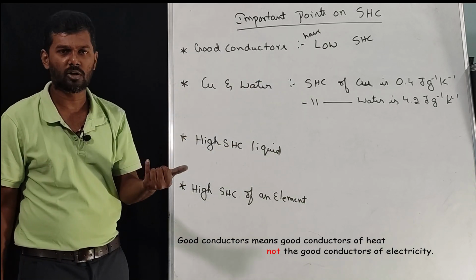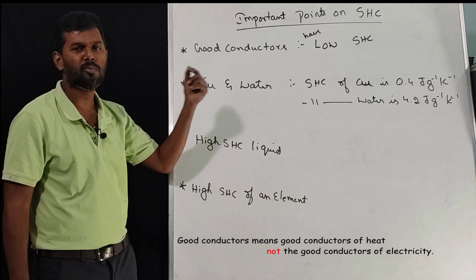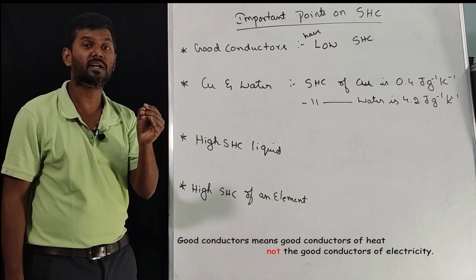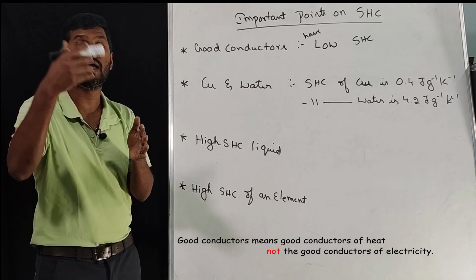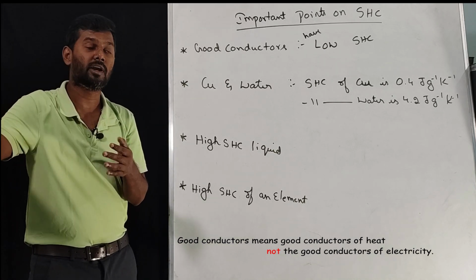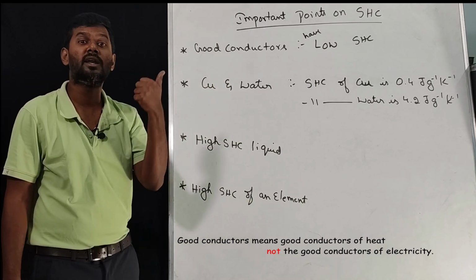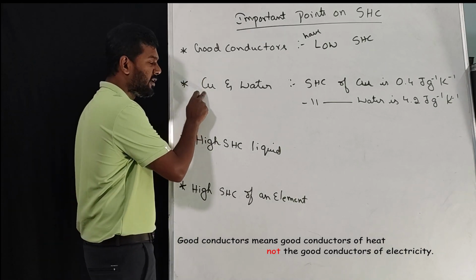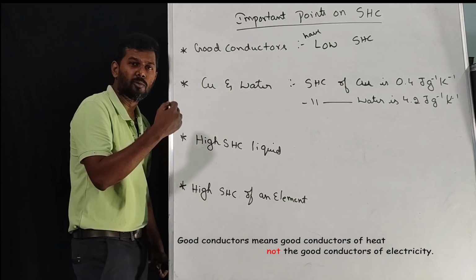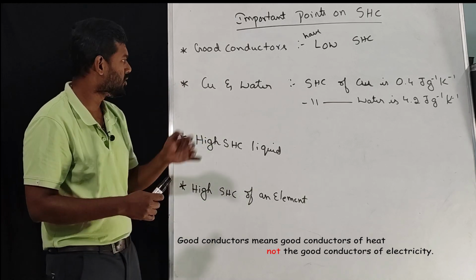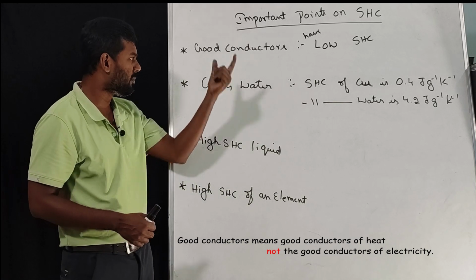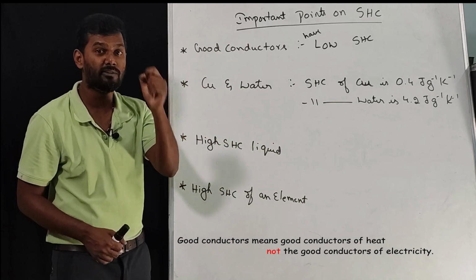Not only between copper and water, but any good conductor and poor conductor. Water is also a conductor of heat. We are not talking about conductors of electricity. That is completely different. Here we are talking about conduction of heat. Copper is a very good conductor. Water is a poor conductor compared to copper. So very good conductors will have low specific heat capacity. Based on these things they are going to ask you give-reason questions.